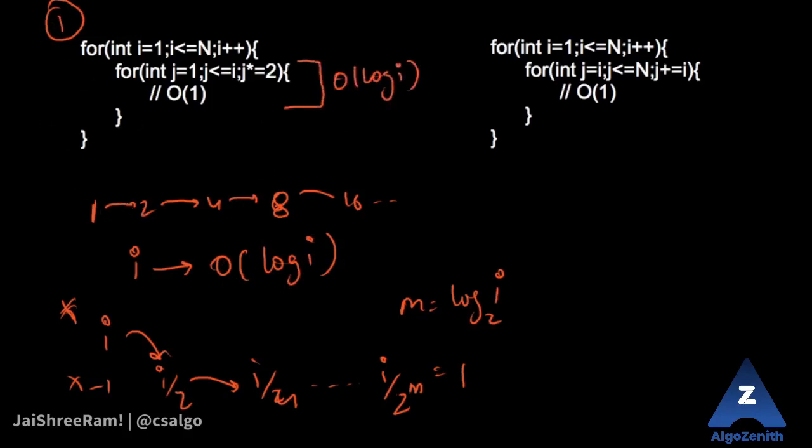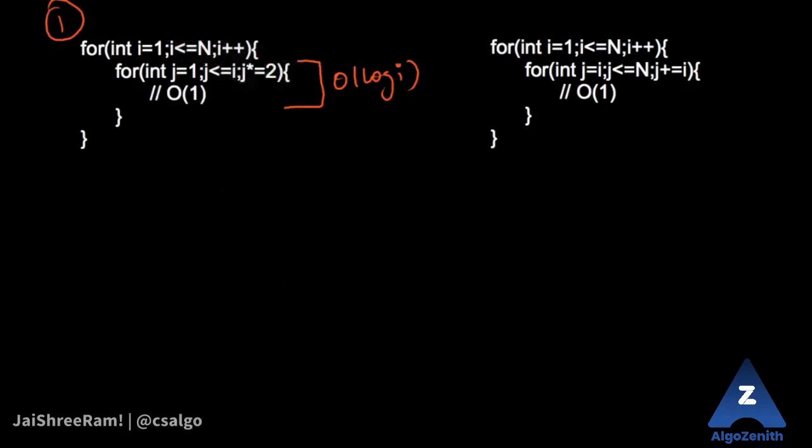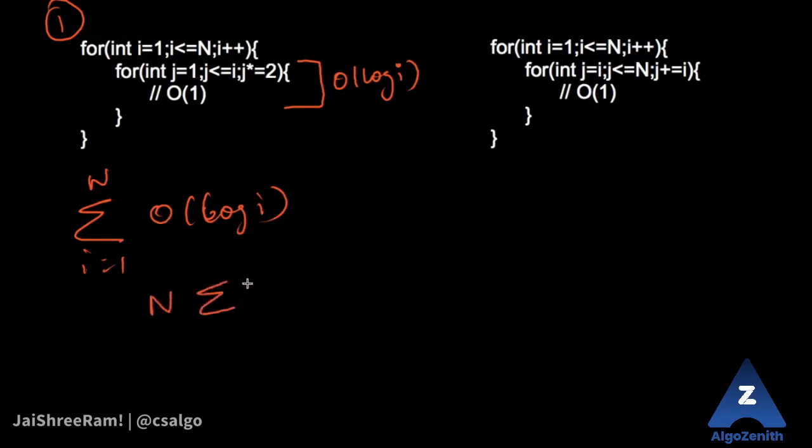Now how do we find out the total time complexity? This is nothing but the summation of order log I from I equal to 1 to n, right? Now this is a weird summation. How do you add logs? In such cases you can think of it like this: this is obviously less than or equal to order log n, right? I is always less than or equal to n, so each order log I is less than order log n.